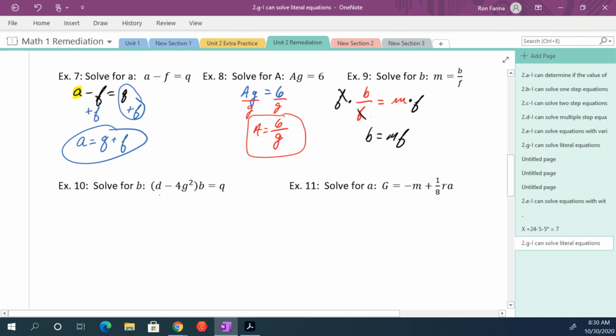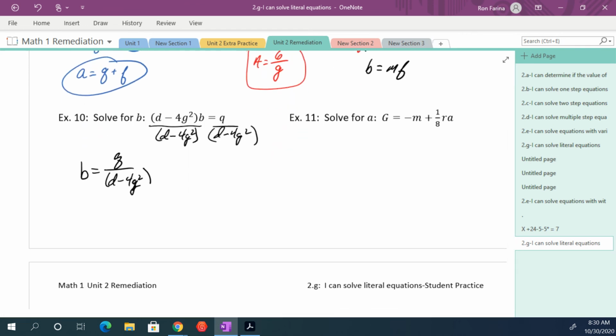Number 10. If I look at this, I'm here to solve for B. Guys, this is where you wouldn't want to distribute, for the simple fact that B is linked to that quantity by multiplication, right? So how do I undo multiplication? Divide. What am I going to divide by? This whole quantity, D minus 4G squared. Divide by D minus 4G squared. And right away, I know B is equal to Q divided by D minus 4G squared. And there's your answer.